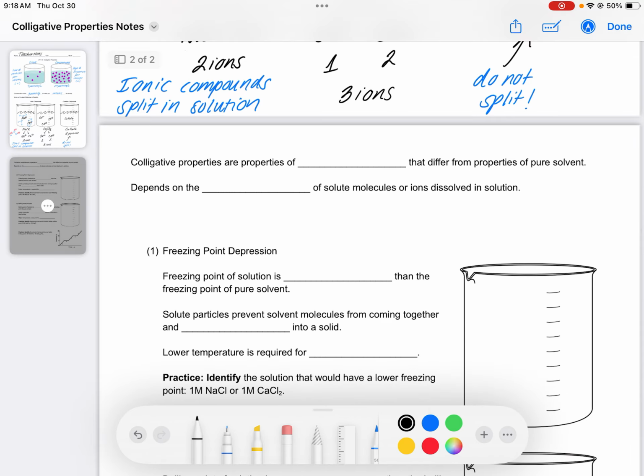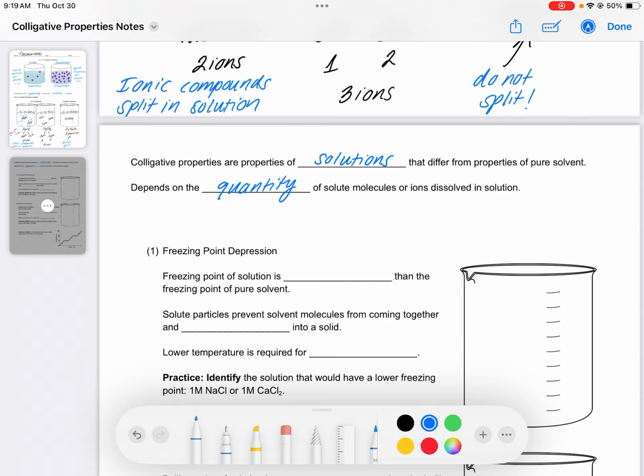Colligative properties are properties of solutions that differ from properties of a pure solvent. So we're looking at the property of a solution that might be different than when it's a pure solvent. We're looking at how sugar behaves in water as opposed to when sugar is just by itself. These things depend on the quantity of solute molecules or ions that are dissolved in a solution.